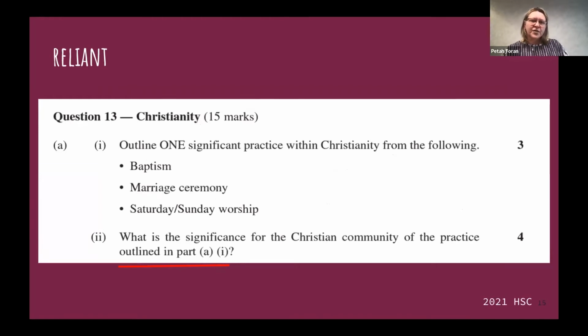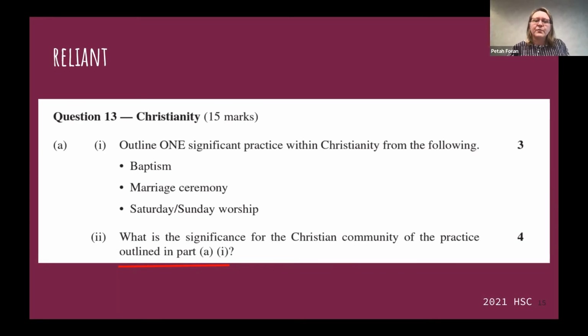This is a reliant question where what you do in A1 is what you have to do in part 2, and it says it at part A2, outlined in part A1. So if you do marriage as your significant practice, and that's what you've written about in A1, you have to say how it is significant for the community in part A2. So don't get confused and start to write about something else. You can only write about marriage because that's all that you've actually learned.